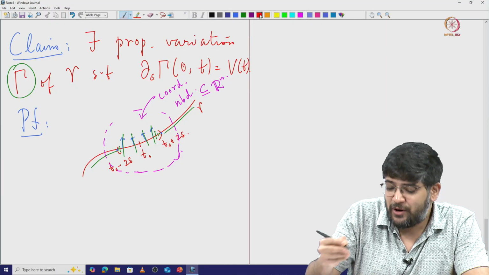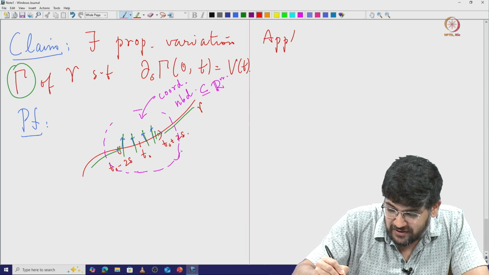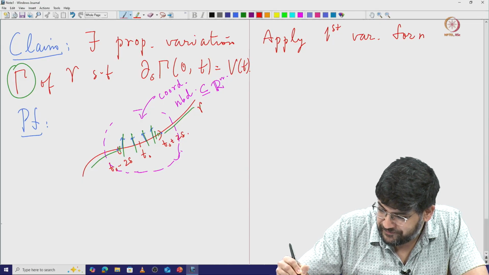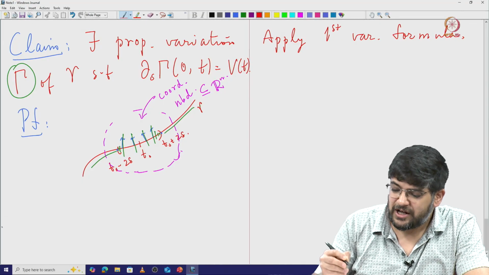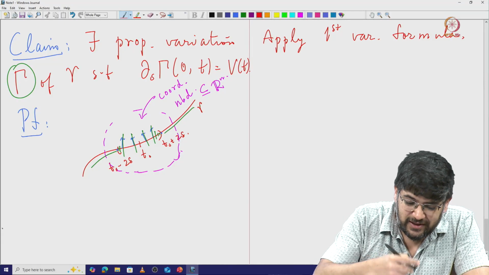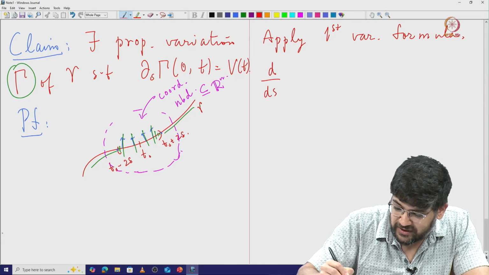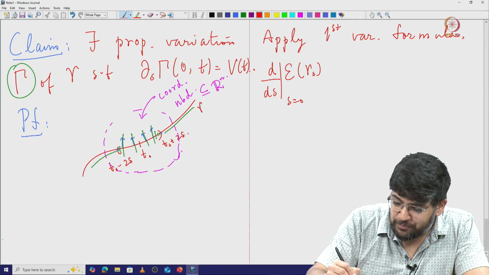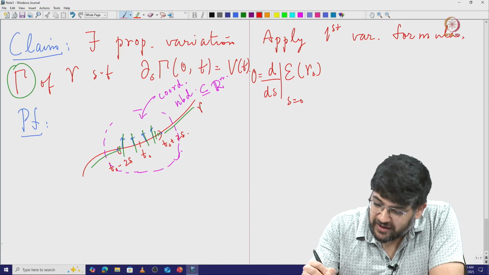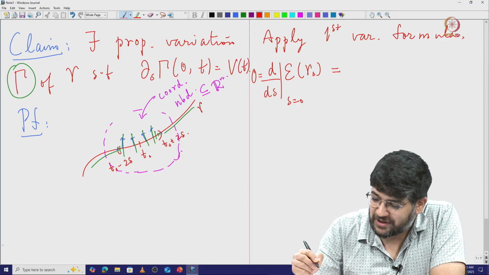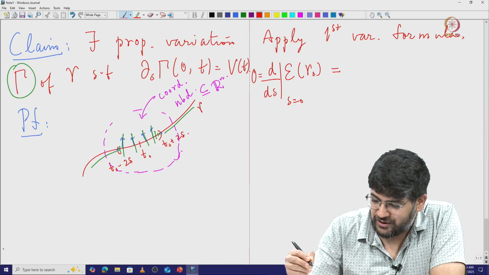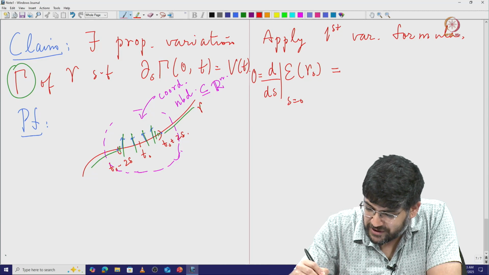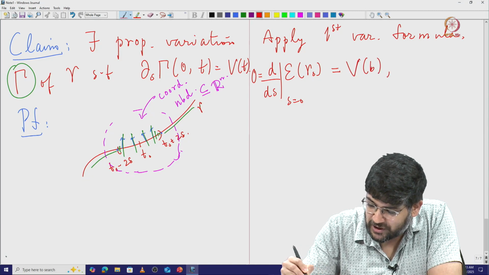So now apply the first variation formula. So by the first variation formula, along this proper variation, if you compute the energy, then because gamma is a critical point, this is going to be 0. On the other hand, by the first variation formula, you basically get... right. So maybe let me just write down the first variation formula quickly.